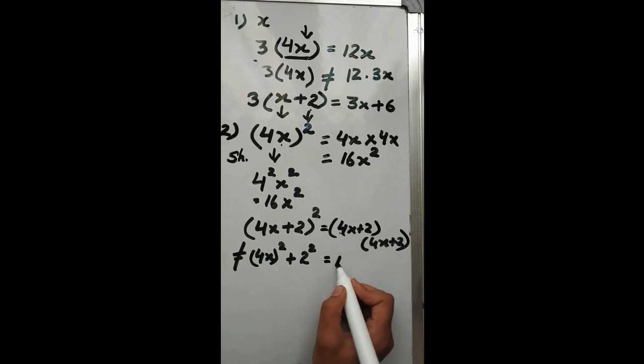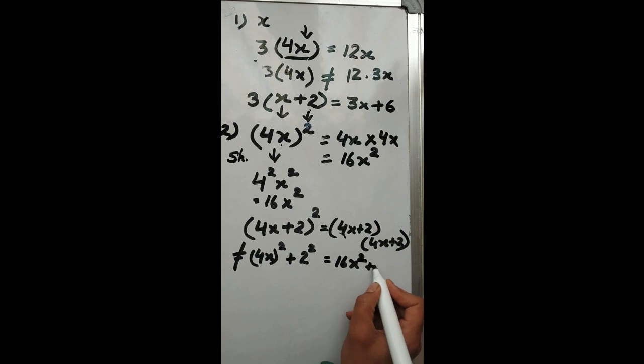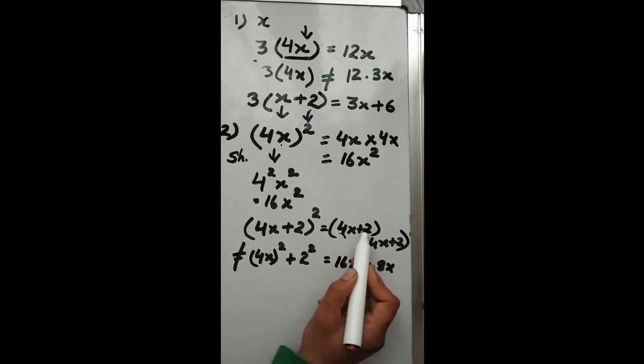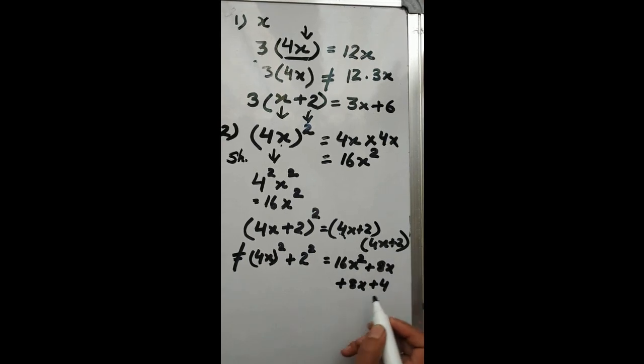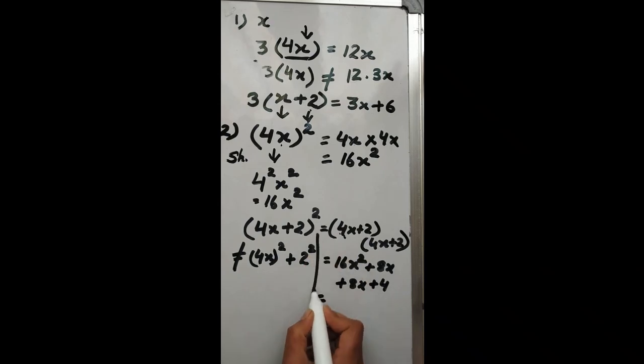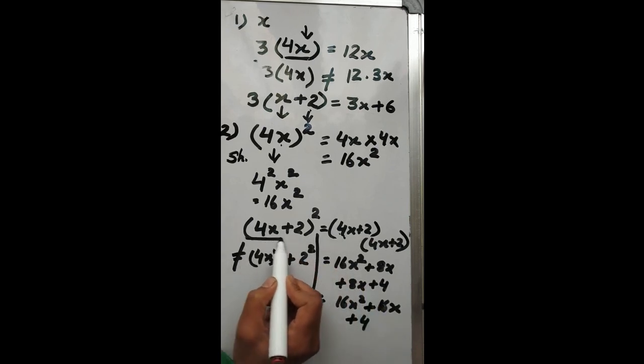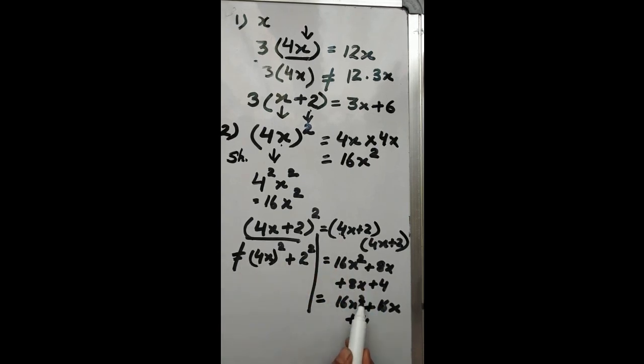4x into 4x, 16x square. Then 4x into 2, that means 8x. Then 2 into 4x, again 8x. Then 2 into 2, which is 4. So this is going to be 16x square plus 16x plus 4. So the answer has 3 terms: 16x square plus 16x plus 4.